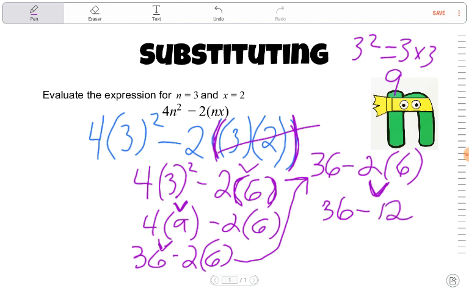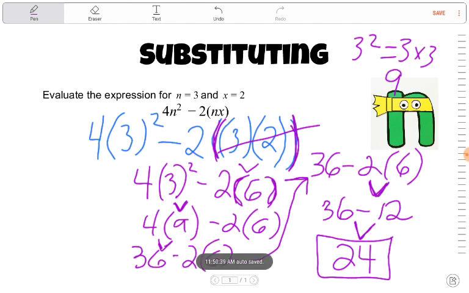Now our final thing we're going to do is this subtraction. 36 minus 12, that'll give us 24. And 24 is our final answer for this. So when you are doing this, be sure that you are plugging in values with parentheses and that you are following the correct order of operations.